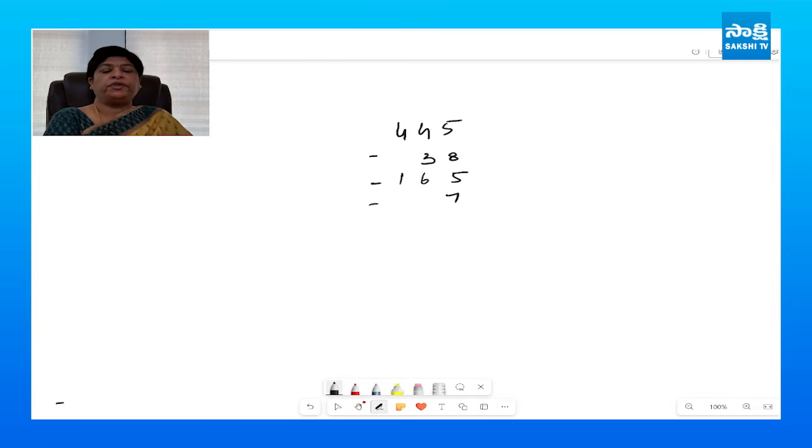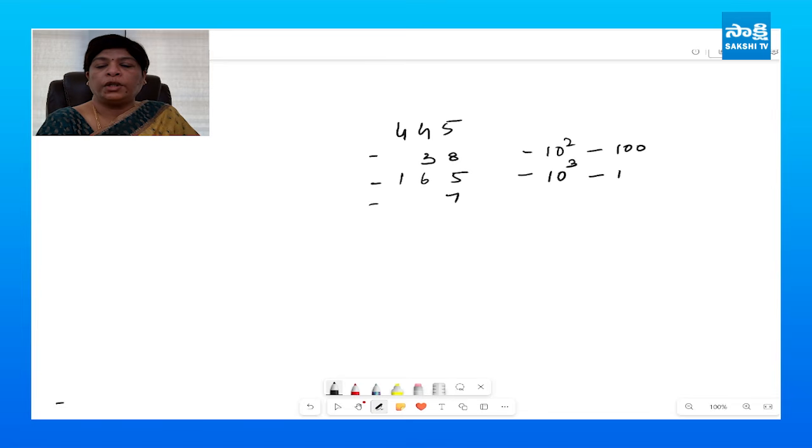So for each of the 3 negative numbers, we need to identify or choose the base. So for the first number, minus 38, since it has 2 digits, my base would be 10 to the power of 2 or 100. And for minus 165, it has 3 digits, so 10 to the power of 3 or 1000. And 7 has a single digit, so 10 to the power of 1 or 10.